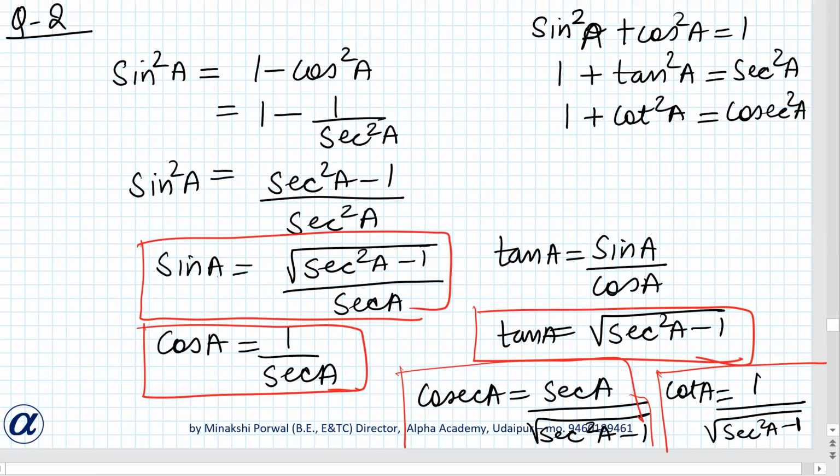Anybody understood this? Ma'am, I understood. Only Siddharth? What about others? What is the doubt?